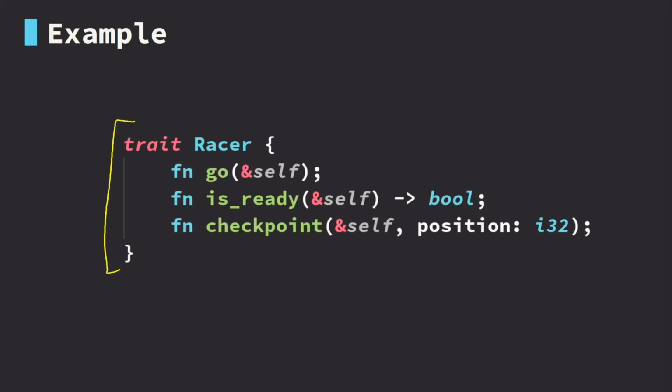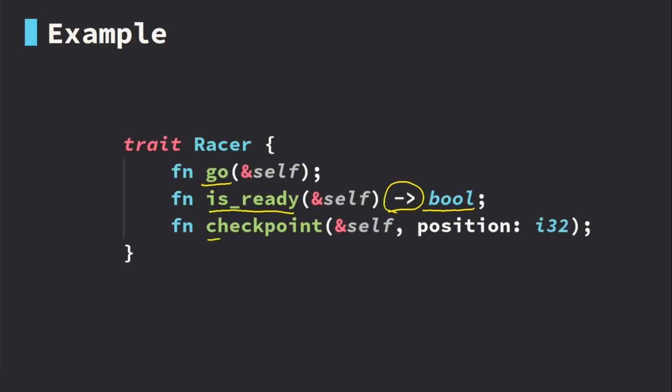So in this trait, we have something called racer. So this trait could represent a particular racer in a game. Maybe you can race different types of vehicles. The functions we have defined here are go, which would signify how you start the race. Is ready, that could signify whether or not the racer is ready. And it can also return values. So here we return a bool. So true would indicate the racer is ready, and false would indicate that they're not ready.